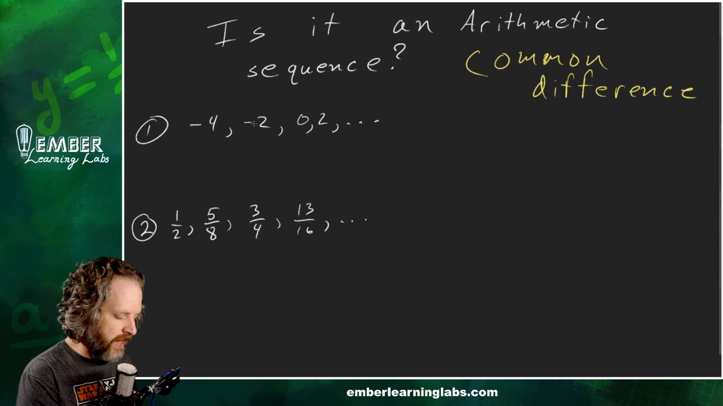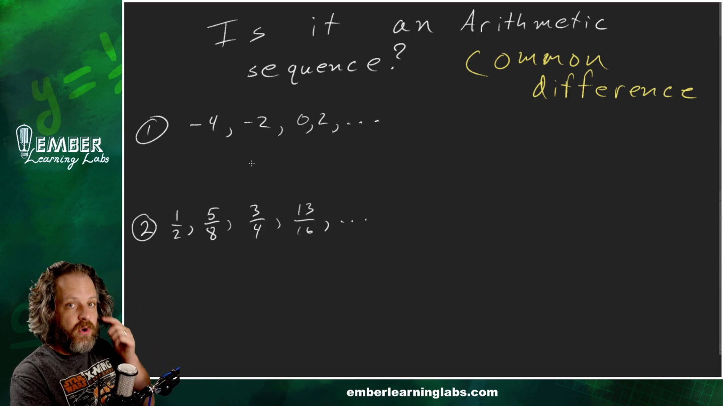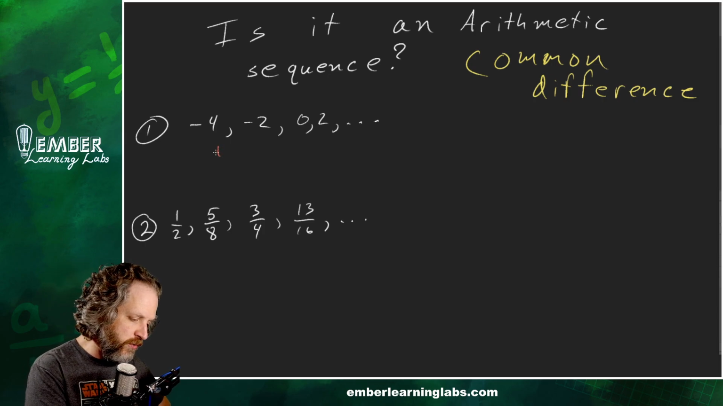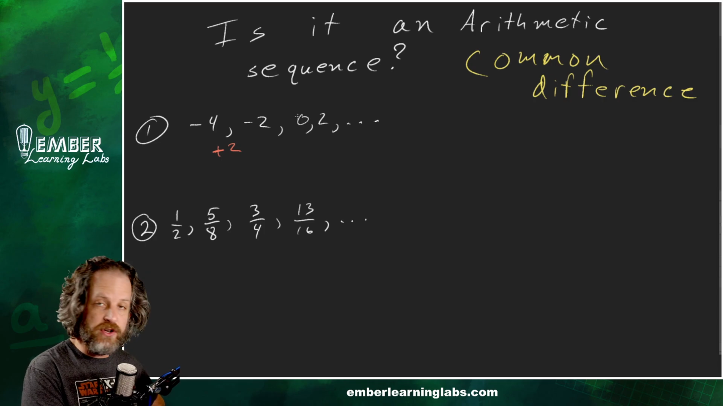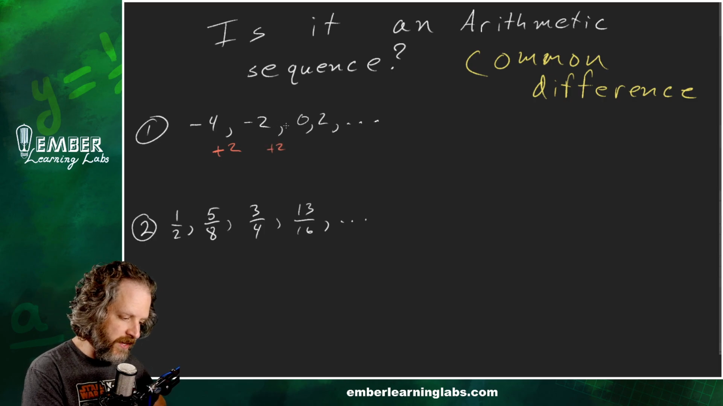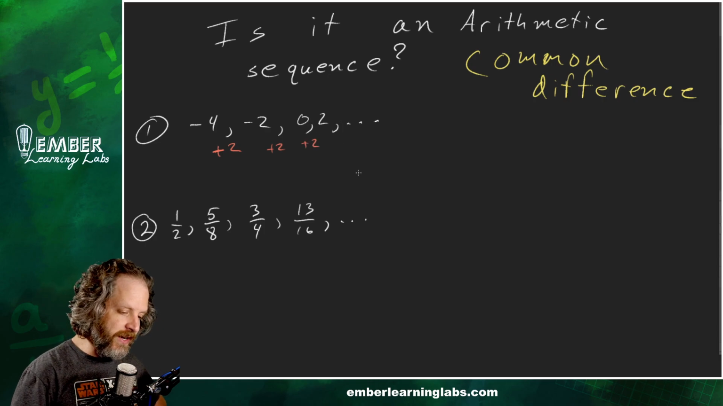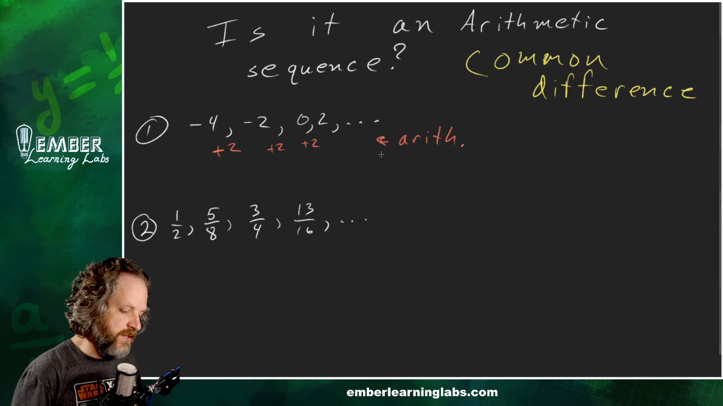So this one, to get from here to the next one, what do we have to do? -4 plus what, or minus what, or whatever else is -2. Well, -4 plus 2 is -2, and -2 plus 2 is 0. 0 plus 2. So this one is an arithmetic sequence. This one is arithmetic, right? Which means this one isn't.